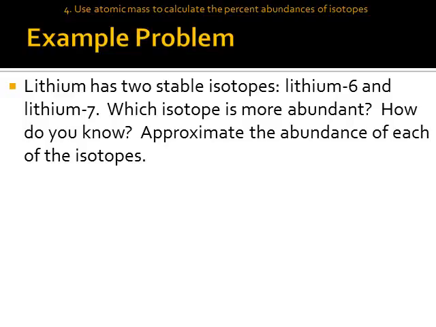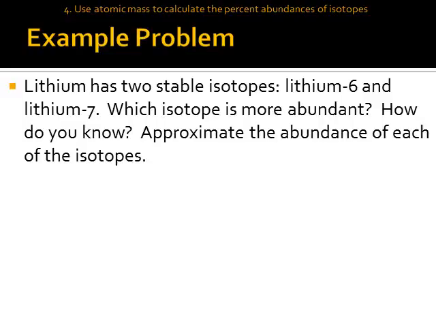All right, one more question here concerning percent abundance. This one's a little more conceptual in nature. The question is this. Lithium has two stable isotopes, lithium-6 and lithium-7. Which isotope is more abundant? How do you know? And then it also says to approximate the abundance of each of the isotopes.